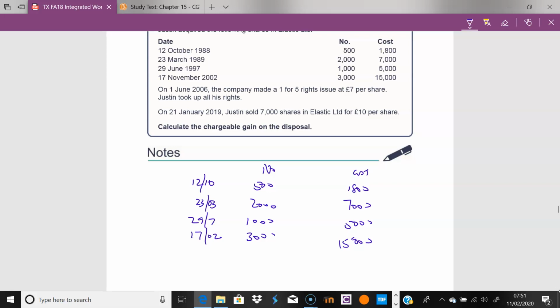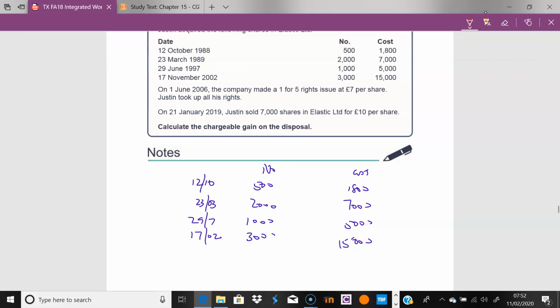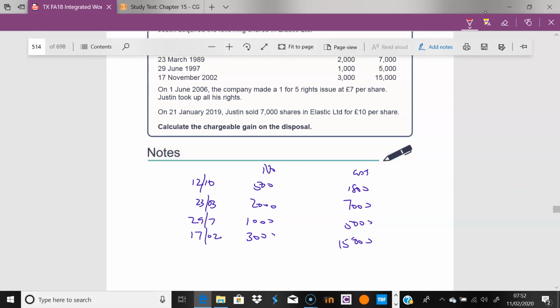So what do I now have? I'll just change my pen color. It then says that you made a 1 for 5 rights issue. So I'll add everything up and see that we have 500 plus 2,000 plus 1,000 plus 3,000, and that's 6,500. It says you made a 1 for 5 rights issue, so 6,500 divided by 5 is equal to 1,300. So you have 1,300 shares coming in at £7 each, times 7, so you're actually getting some money for it, 9,100, and that's fine. You have this here on the 1st of the 6th.